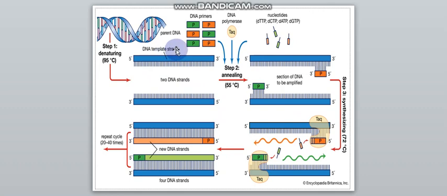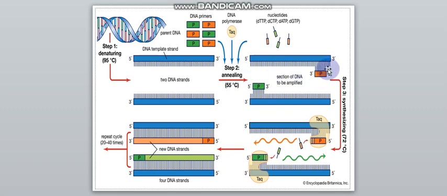Here is a process that consists of the whole PCR mechanism. The parent DNA is separated in the first step by denaturing at 95 degrees centigrade. The two strands of the DNA are separated from each other. In step 2, annealing at 55 degrees centigrade, Taq polymerase, free nucleotides, and DNA primers are all mixed in the process. Step number 2 is called annealing.